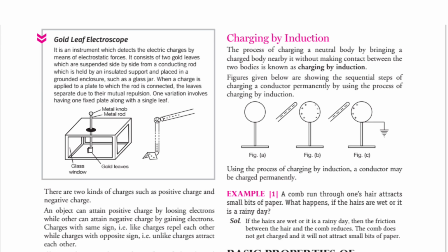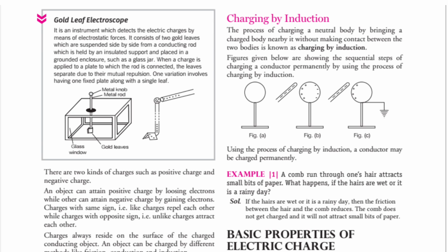For example, this is one of the figures given below showing the sequential steps of charging a conductor permanently by using the process of charging by induction. जैसे using the process of charging by induction, a conductor may be charged permanently. Okay, जैसे यहाँ पे एक बॉडी मेरे पास कौन सी है? न्यूट्रल बॉडी है, और एक बॉडी है मेरे पास चार्ज बॉडी है, पॉजिटिव एंड नेगेटिव चार्ज. और जो भी मेरे पास फिगर 3 रहेगा जिसके ऊपर हमारी एक न्यूट्रल बॉडी रहेगी और एक चार्ज बॉडी रहेगी, और तीसरा फिगर जो है, थर्ड फिगर, जो क्या करेगा?